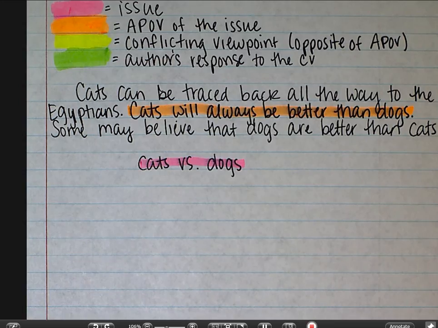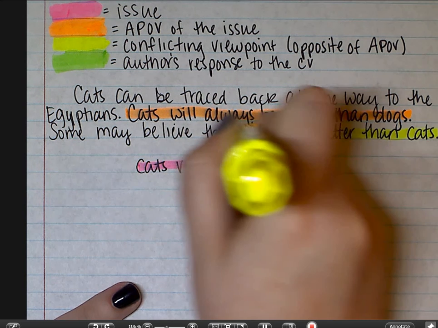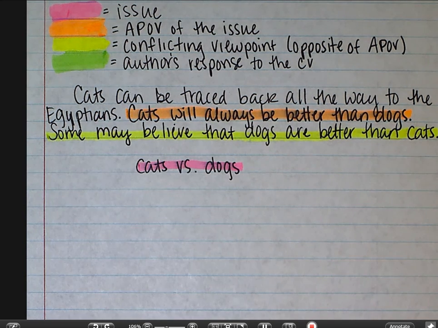Then pick up your yellow. Dalton, what's my conflicting viewpoint? What's the opposite of my orange? Some may believe that dogs are better than cats. Perfect. So I'm going to highlight that last sentence in yellow. Because that's the opposite of what the author believes.